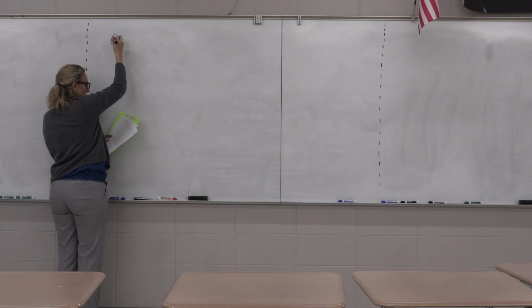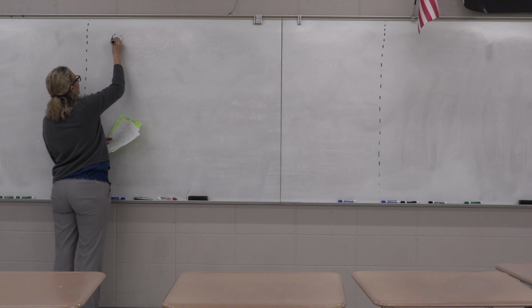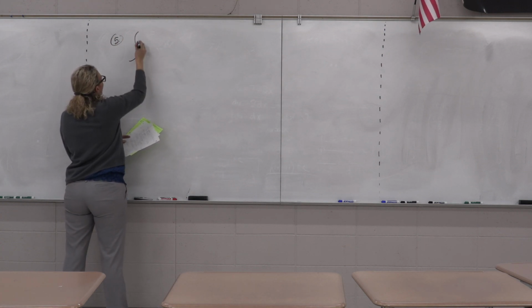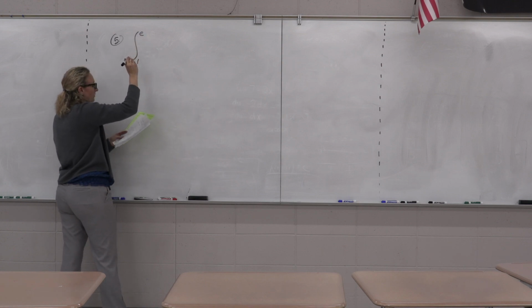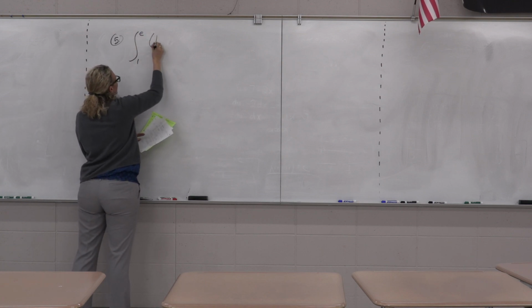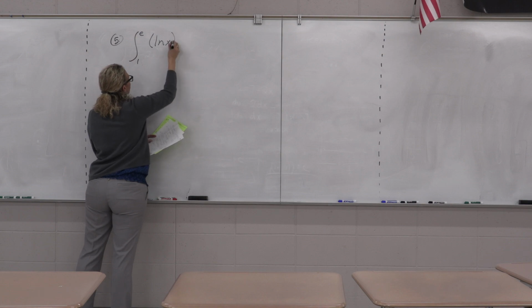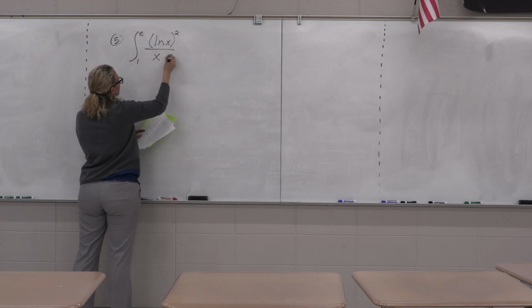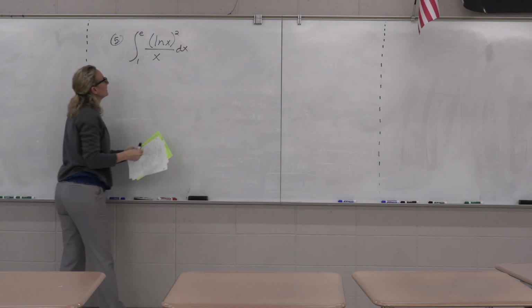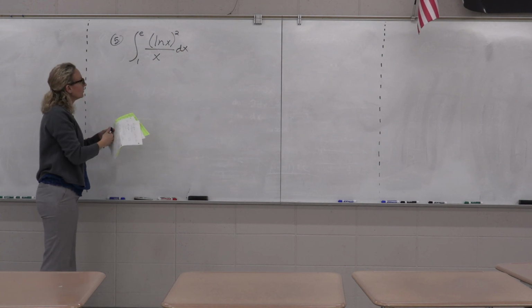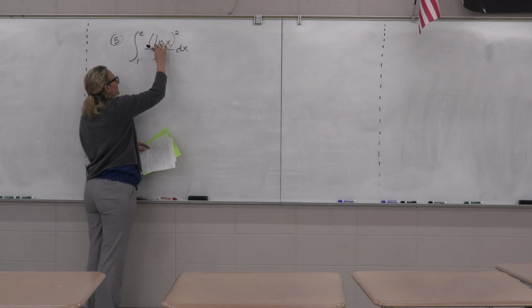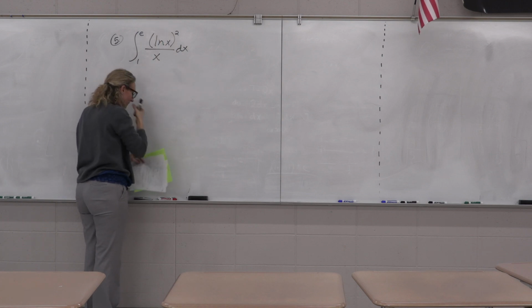Number 4. Oh, wait, that was 4. See, I added 1. So number 5. I might get off. The integral from 1 to e, definite integral, of the natural log of x, that quantity squared, divided by x dx. So, we cannot bring this 2 down front. If it was the natural log of x squared, then the power can come down front.